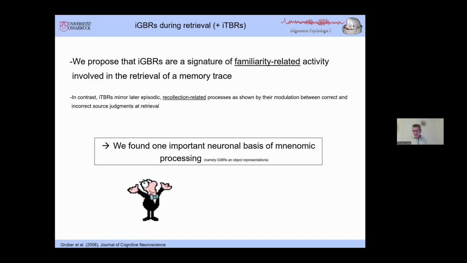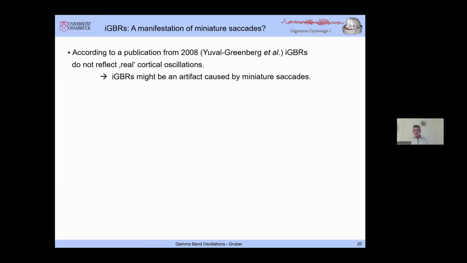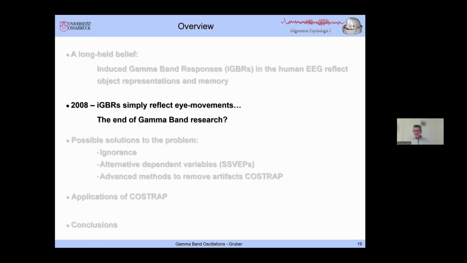So I could stop my talk now. I could show you this little guy here, which, if the animation would work, bends over and says, applause, applause, we found an important neural basis of mnemonic processing, namely gamma band responses. They reflect object representations and they go up and down, whatever you do with your memory. Yeah, if it would be so easy. But now I come to the down part of my talk. So let's start with the second half of my talk.